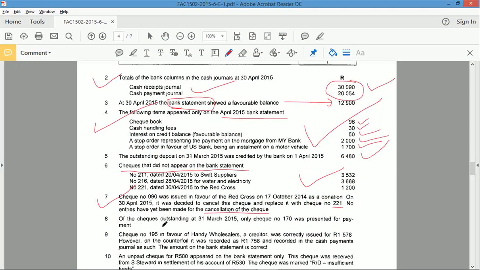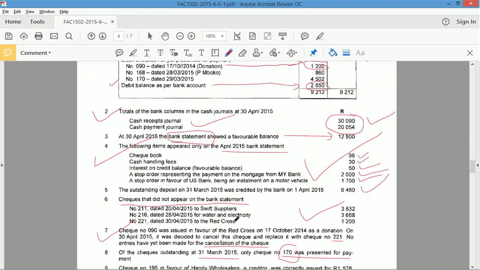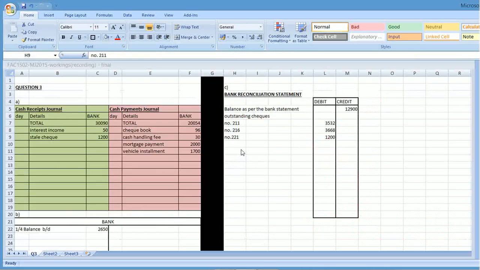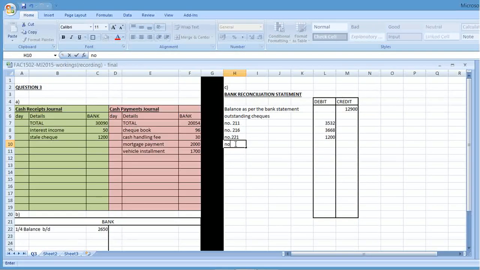Number 8. Of the checks outstanding 31st March, only check number 170 was presented for payment. So only check number 170, and this was for last month. This was 31st of March. So 170 was presented for payment, so that one I can tick. This one, 168, hasn't been presented for payment, so it's outstanding last month. It'll still be outstanding this month. 168 was for 860.